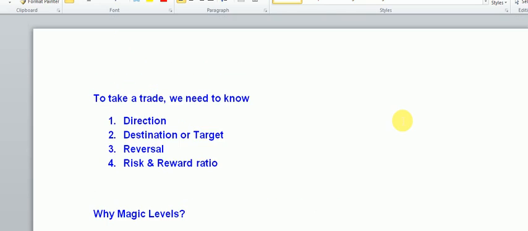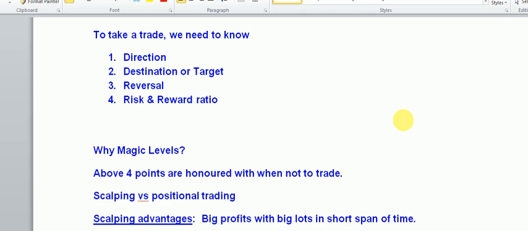Hi. Yesterday we saw GBP CHF on the 4 hour time frame, and I showed you how the magic levels work with low risk for high reward. So today we will see another FX pair on the daily time frame.